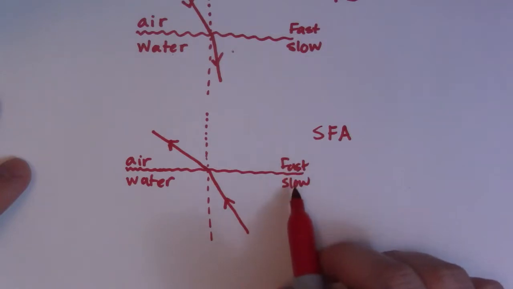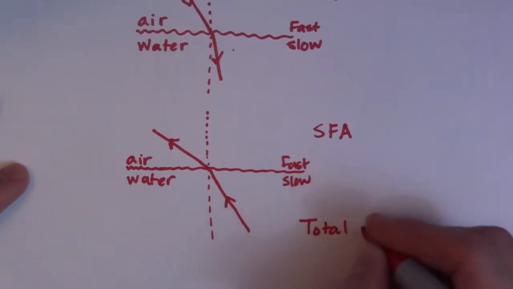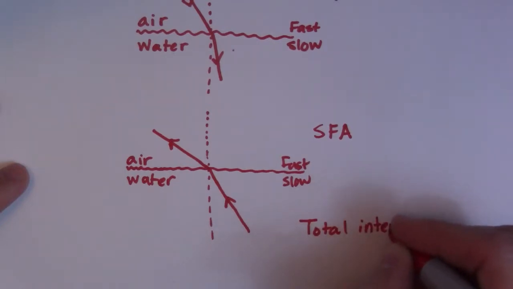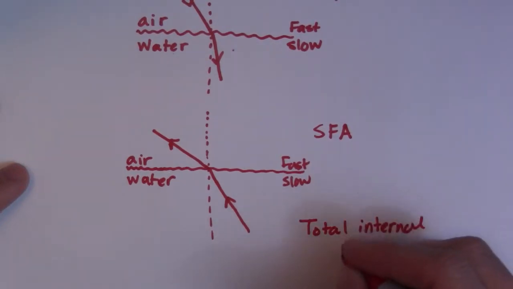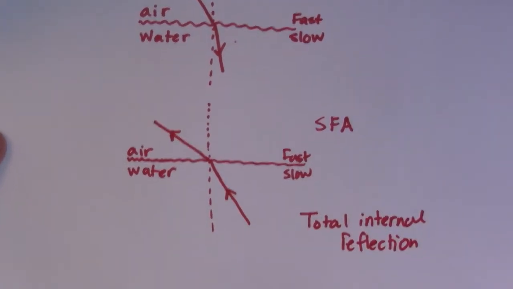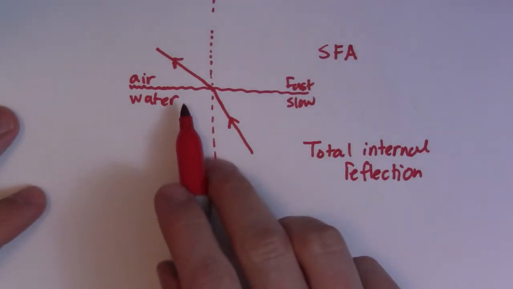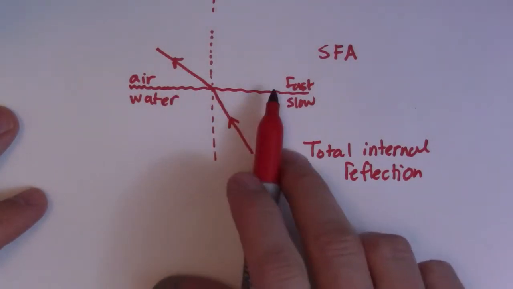When we have a situation where it goes from a slow to a fast medium, we have the possibility of what's called total internal reflection. Total internal reflection is when light stays within a medium.